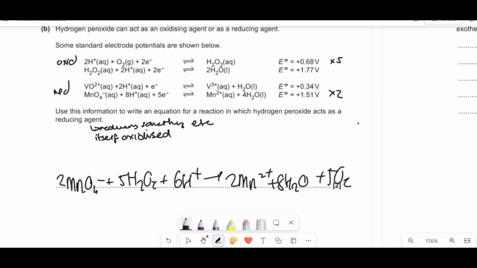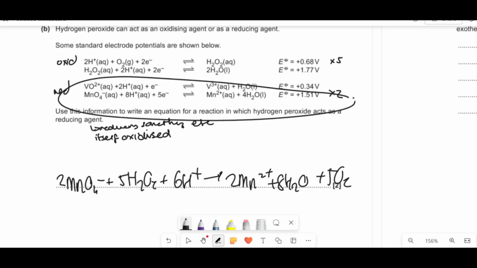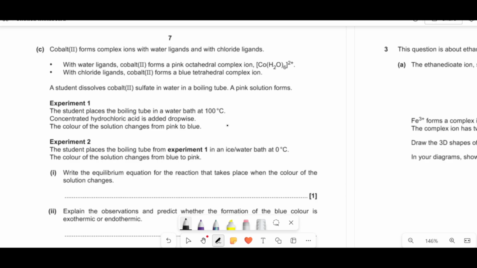Again, just be careful with the question, not to just jump to looking at the numbers when they tell you what's doing what already. They've told you that this has to be oxidized no matter what. So then everything else you pick has to be reduced, which fits the bill here. Cobalt 2 forms complex ions with water ligands, and with chloride ligands. With water ligands, cobalt 2 forms a pink octahedral complex, which is this. With chloride ligands, cobalt 2 forms a blue tetrahedral complex ion.